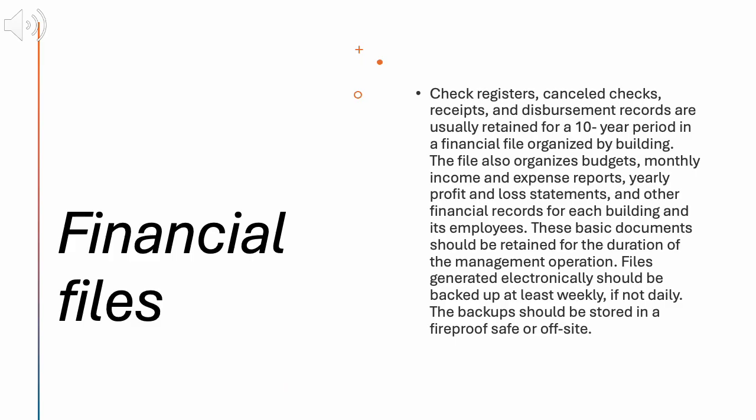Financial files. Check registers, canceled checks, receipts, and disbursement records are usually retained for a 10-year period in a financial file organized by building. The file also organizes budgets, monthly income and expense reports, yearly profit and loss statements, and other financial records for each building and its employees. These basic documents should be retained for the duration of the management operation. Files generated electronically should be backed up at least weekly, if not daily. The backup should be stored in a fireproof safe or off-site.